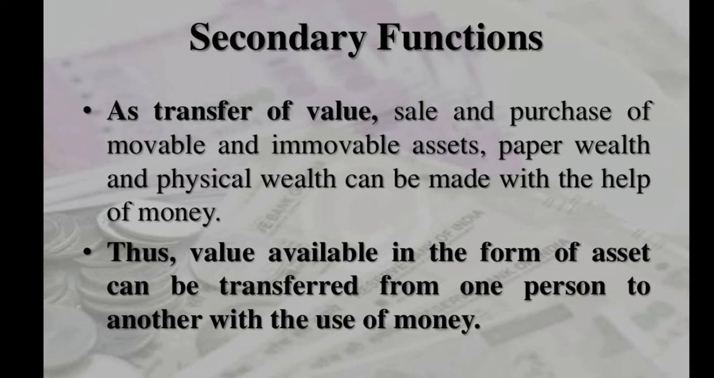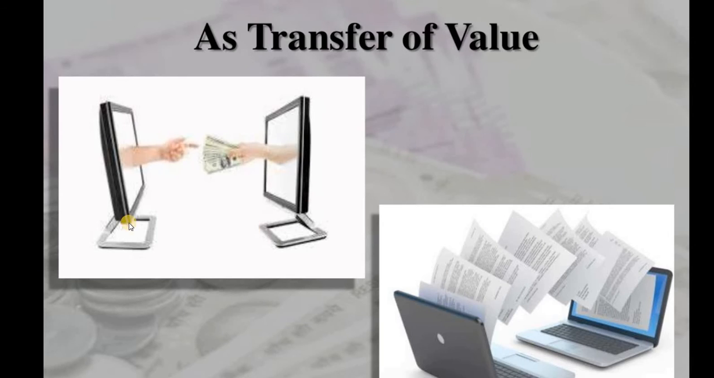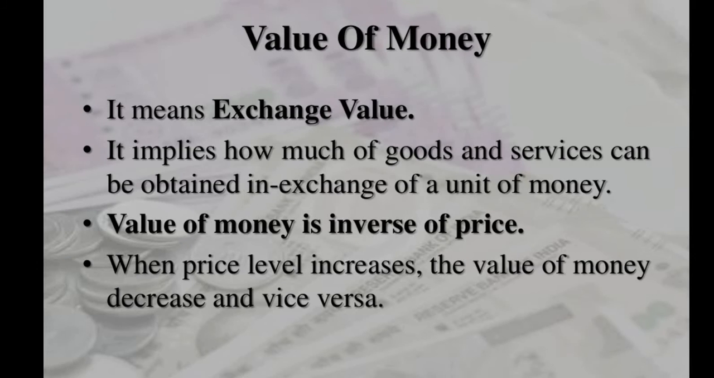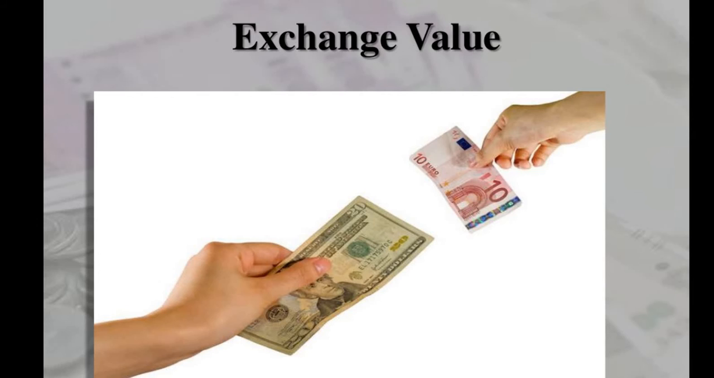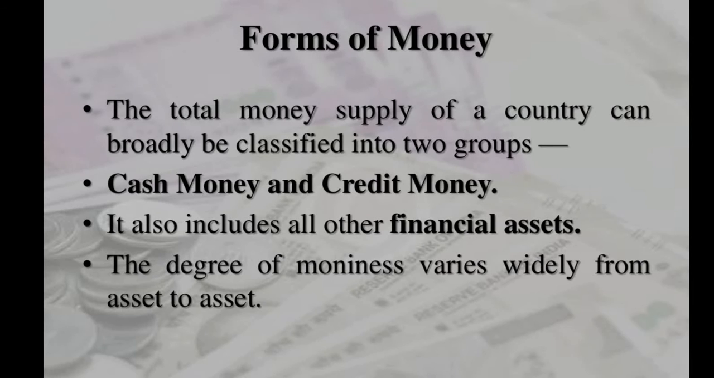Then transfer of value. You are transferring some movable or immovable assets. With money you can transfer that asset. These are the main functions of money. Here you can see transfer of values. Then exchange value is there. For goods and services we can exchange money, units of money, and we can buy that service. These are the main functions of money.